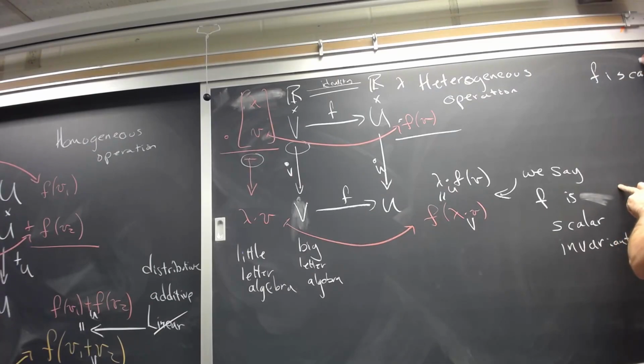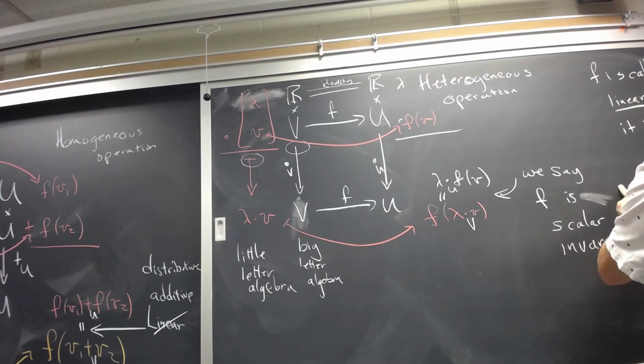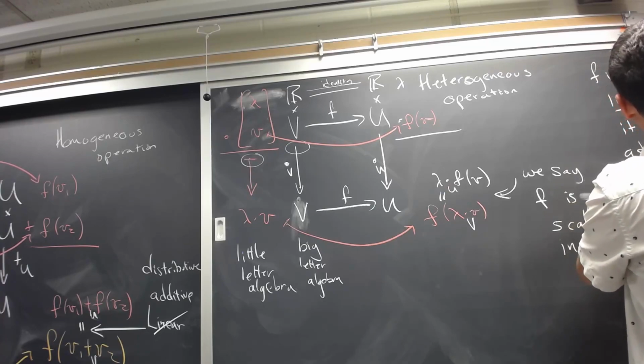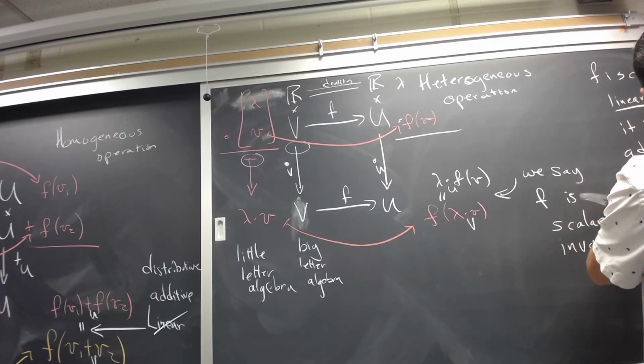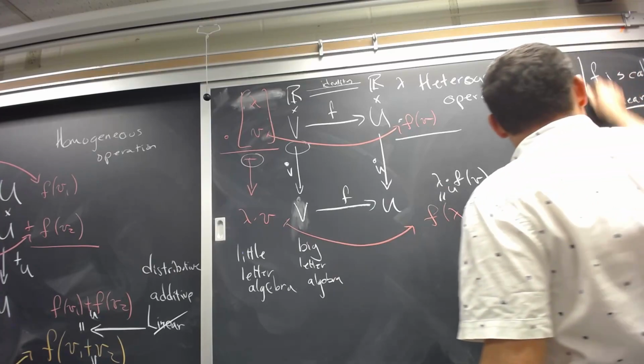F is called linear if it is both additive and scalar invariant. Okay.